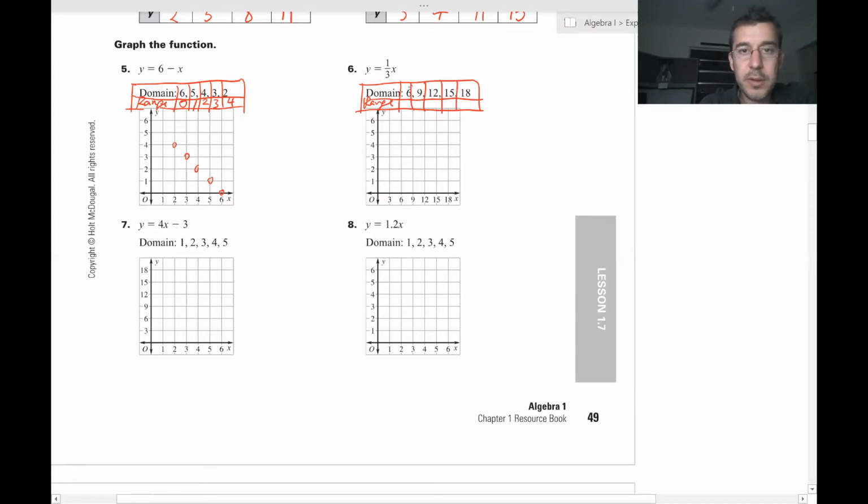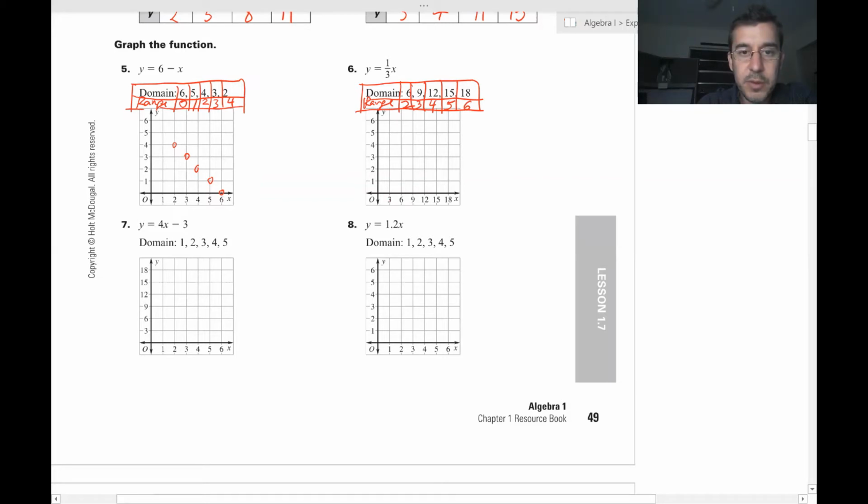So when x is 6, 6 over 3 is 2. When x is 9, 9 over 3 is 3. When x is 12, 12 divided by 3 is 4. When x is 15, 15 divided by 3 is 5. 18 divided by 3 is 6. So the ordered pairs are 6, 2, 9, 3, 12, 4, 15, 5, and 18, 6.